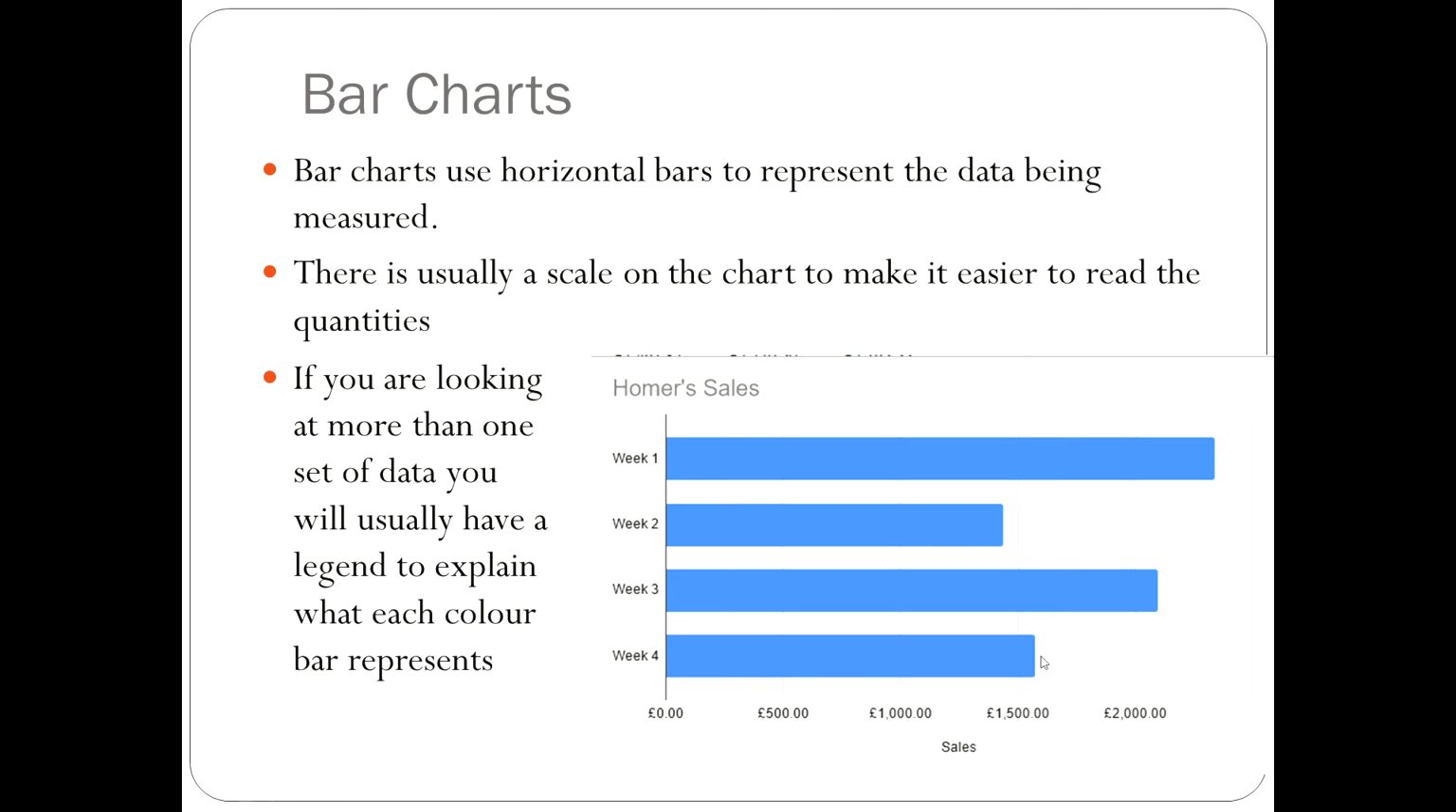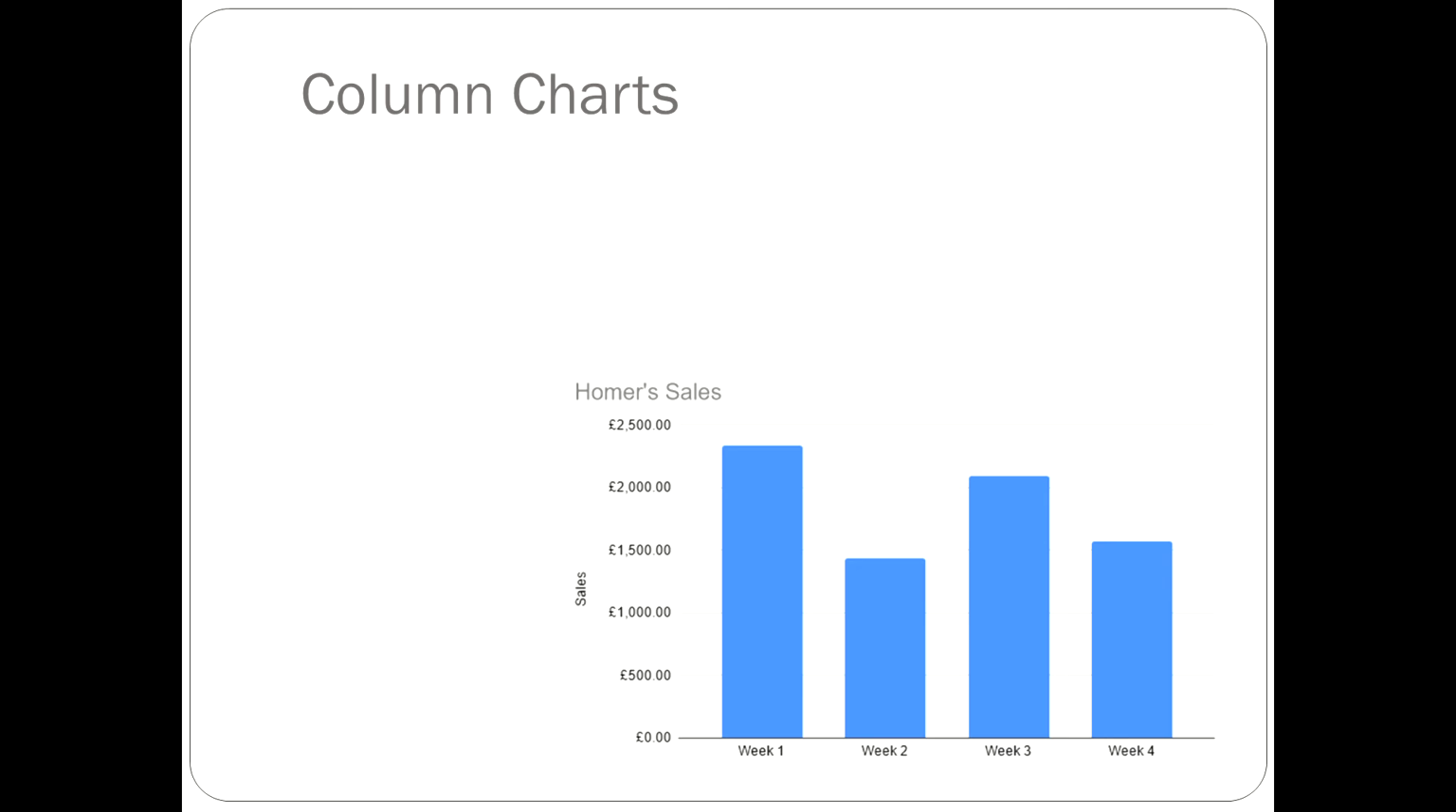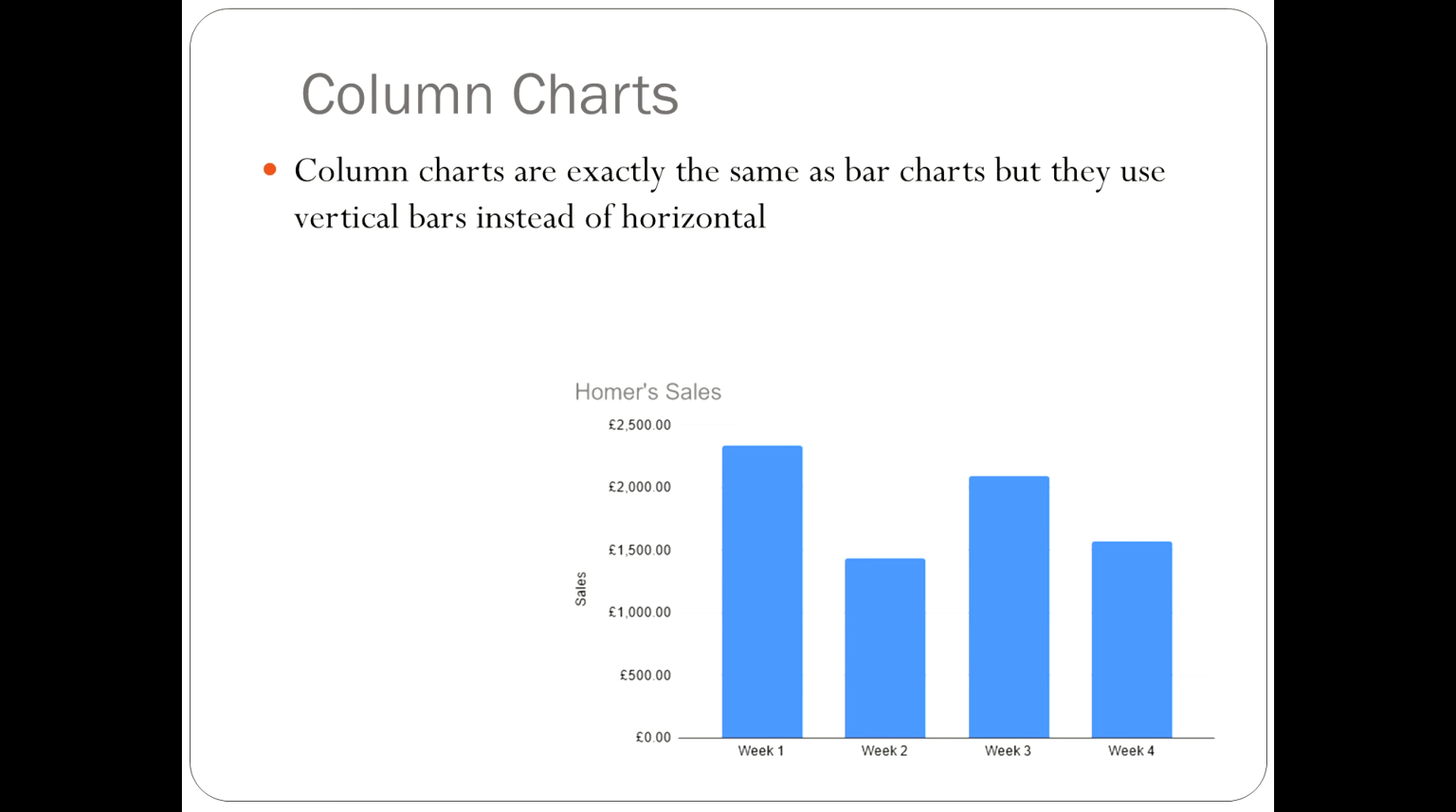And if you're looking at more than one set of data at a time, so right now it's just Homer's sales, if we bring other people's sales figures into this as well, we could use different colours for different bars and a wee legend down the bottom like we had in the first pie chart, just to demonstrate the differences between the different bars.